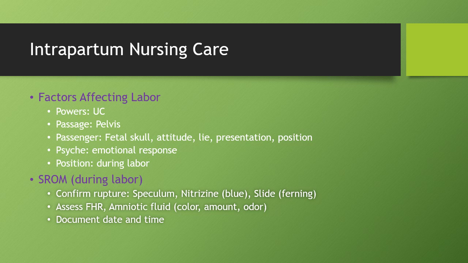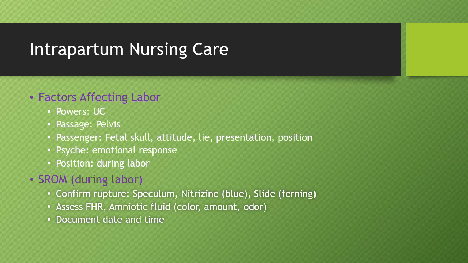So if the head is the first part through, just as an example, if the head is at the ischial spines, then it's at 0. If it's above the ischial spine, so it hasn't really fully engaged the pelvis yet, then it's a negative. So -1, -2, -3. And if it is positive, then it means it's making its way out. So then that would be further down the birth canal. So +1, +2, +3.